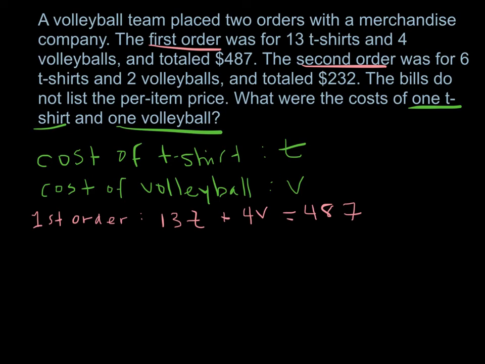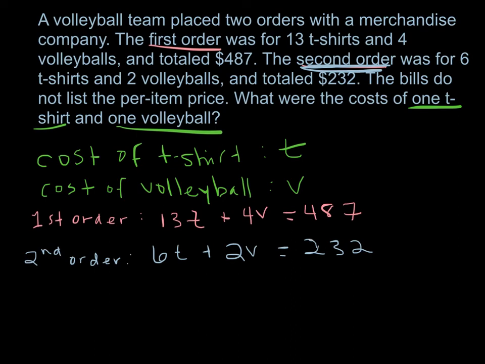Then we have the second order. For the second order, we have 6 t-shirts, so 6t, plus 2 times the cost of volleyballs, 2v, totals $232. Okay, so this just sets up our problem. We're not going to solve this problem, but keep this problem in your notes. We're going to come back to it.